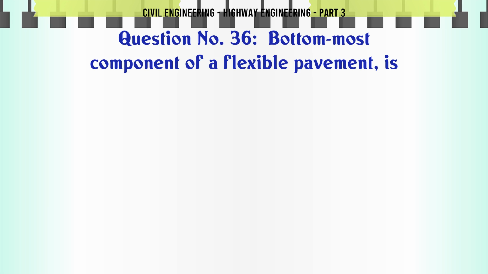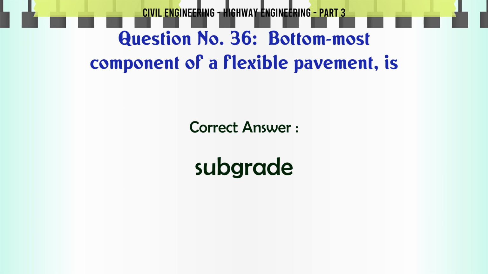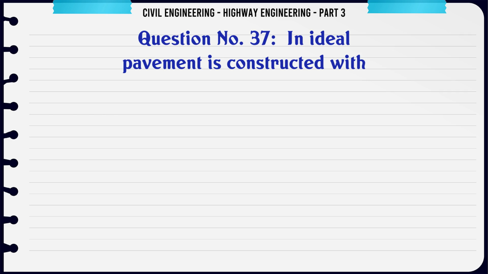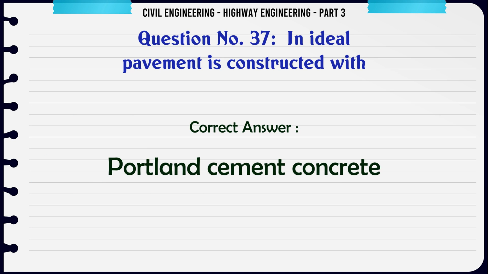Bottom-most component of a flexible pavement is A. subgrade, B. subbase, C. base, D. base course. The correct answer is subgrade. An ideal pavement is constructed with A. bricks, B. hard soil, C. Portland cement concrete, D. tar. The correct answer is Portland cement concrete.